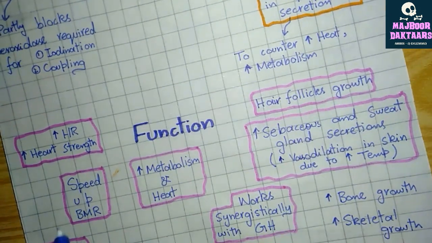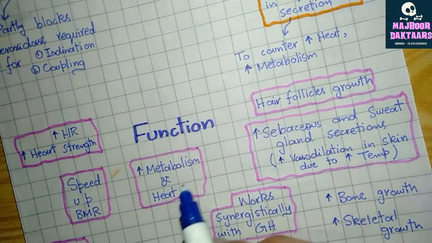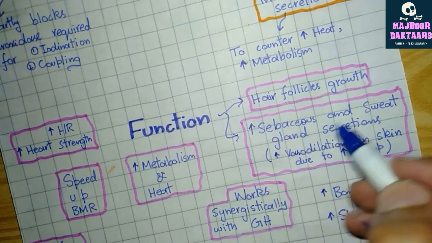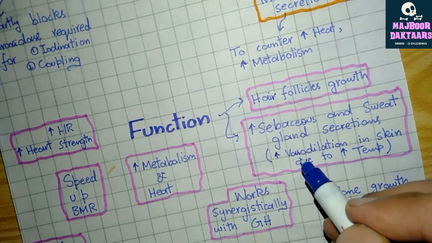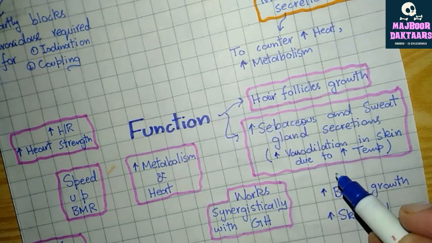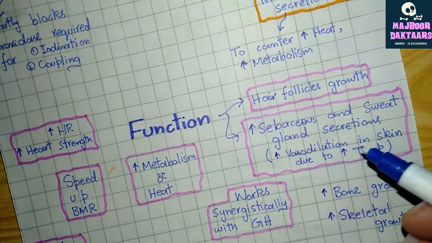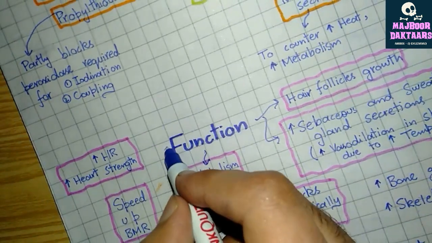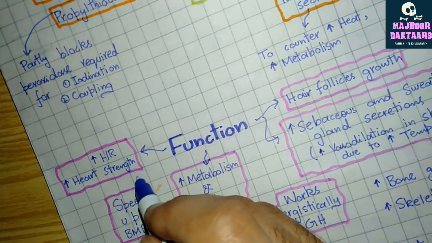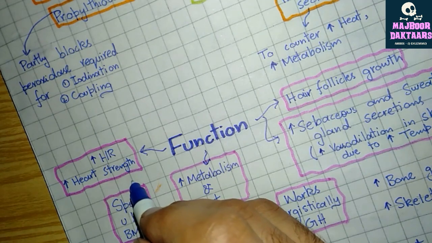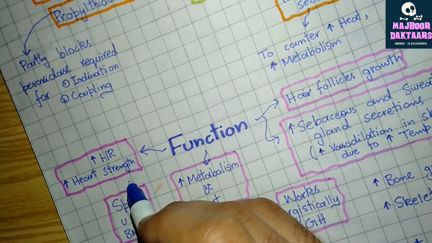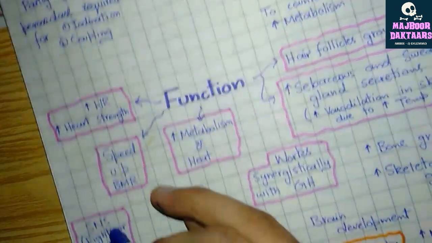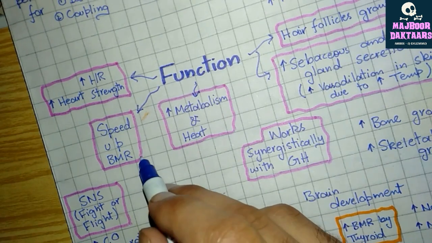Now the functions of the thyroid hormone. Thyroid hormone has a vast variety of functions, including increased hair follicle growth and increased sebaceous and sweat gland secretion, and that is caused due to the vasodilation in the skin because the temperature increases by the thyroid hormone functioning. It increases heat and metabolism. It also causes increased heart rate and heart strength. But in excessive quantity, it causes a decrease in heart strength due to protein catabolism.